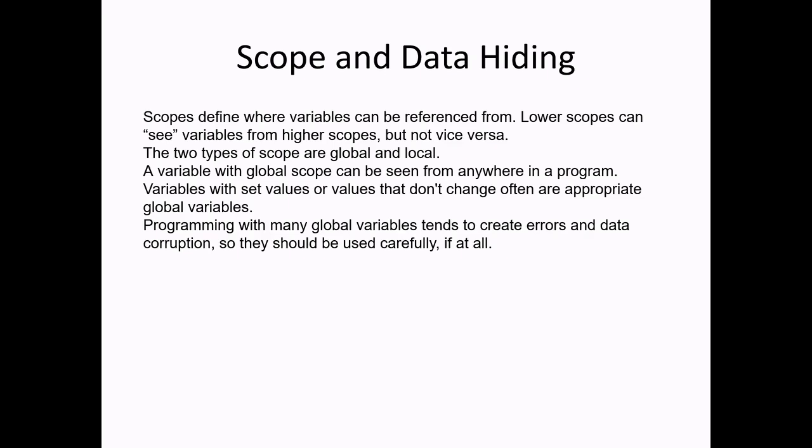Similarly, this is why a given function cannot see the variables inside any other function. We'll see why this is when we go into stack memory. Using global variables too liberally tends to result in sloppy programming with a lot of errors and a lot of data corruption. Use the global scope very judiciously if you, in fact, need to use it at all.